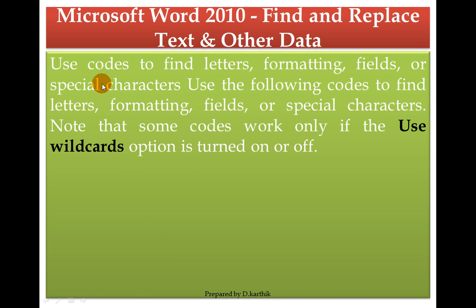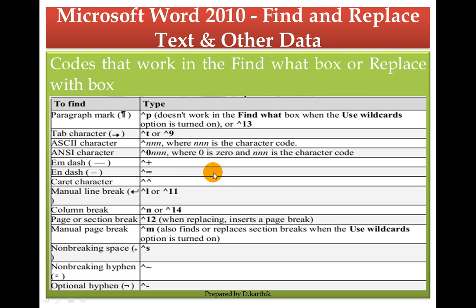Use the codes to find letters, formatting, fields or special characters. Note that some codes work only if the use wildcards option is turned off or on, and some codes work in the find what box or the replace box. So paragraph marks, use this; tab character, use this; ASCII characters, and em dash, en dash characters, manual lines.